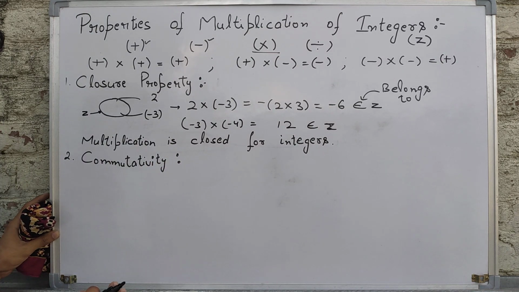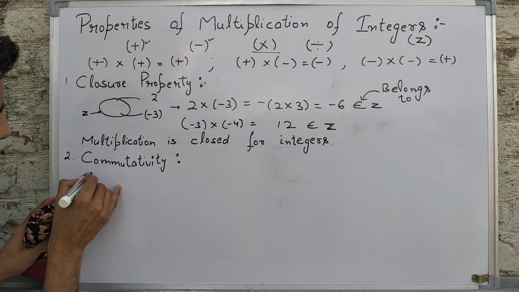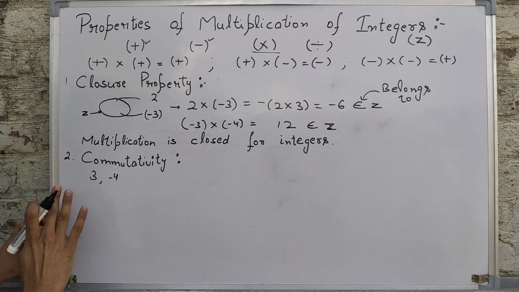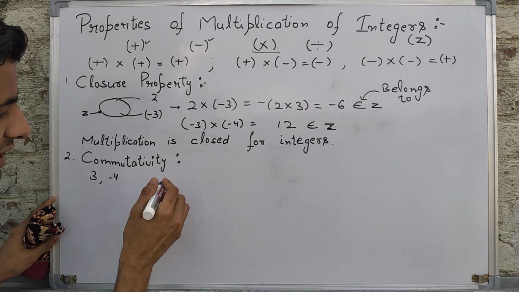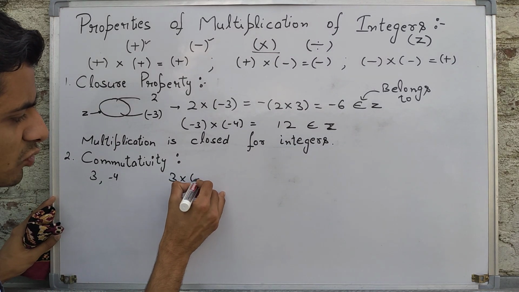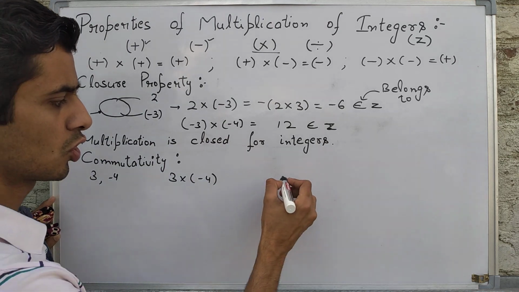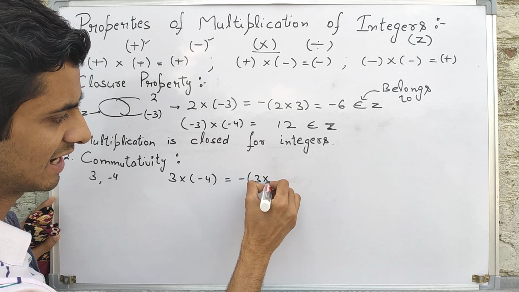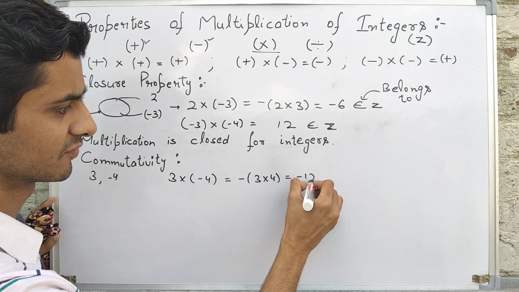Commutativity. So what was there in commutativity? Let us take any two integers. Suppose I have 3 and -4 and try to multiply them. How can we multiply? Either we can do this multiplication, 3 into -4. The result is 3 into 4 and negative sign along. The answer is -12.